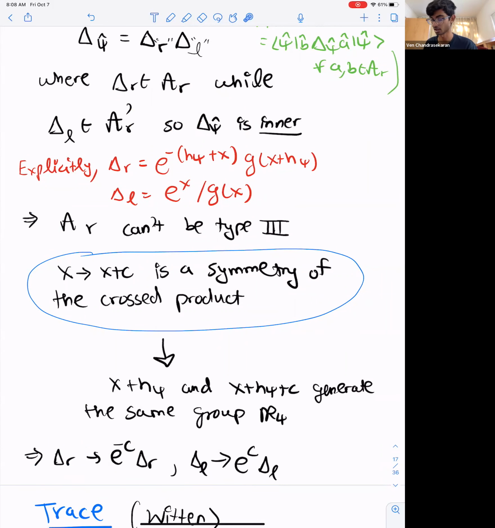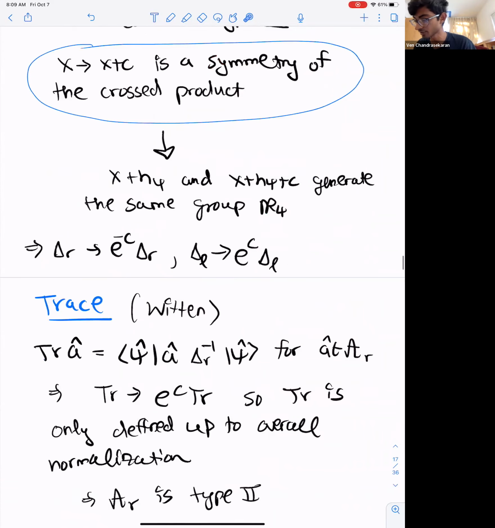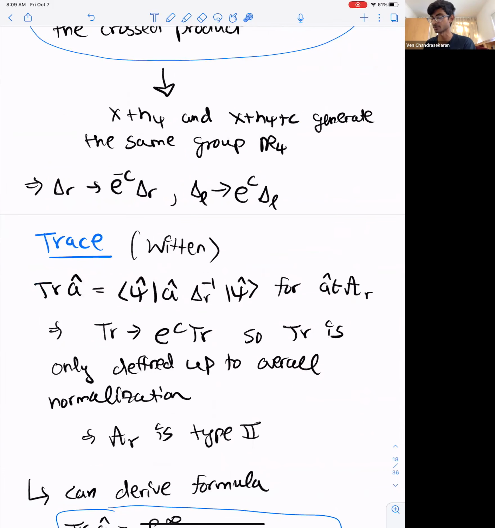I can multiply delta R by e to the minus c. I can multiply delta L by e to the c, and it's not going to change anything. So that overall rescaling symmetry is relevant because it's essentially the reason you get a type 2 infinity. The trace will only be defined up to an overall normalization, and therefore the entropy will only be defined up to an overall constant. So you don't get an entropy, you really get entropy differences, but I will get to that. So the trace can now be defined as follows.